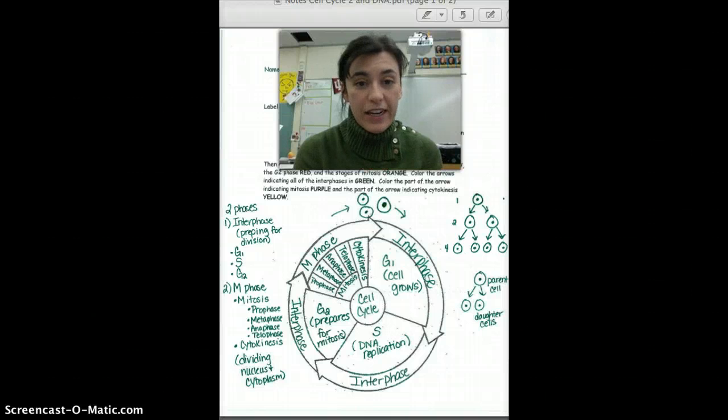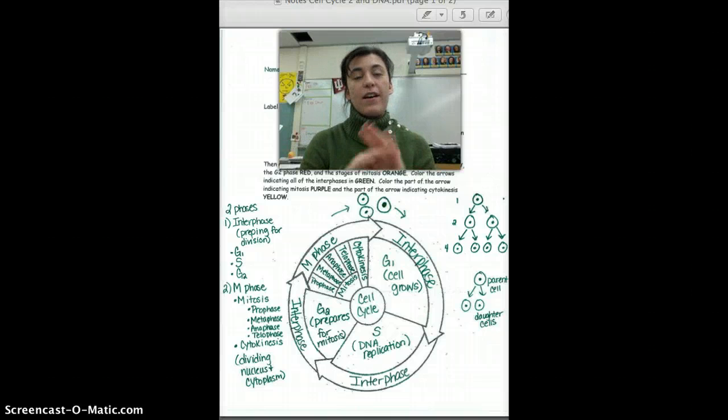What I'm showing here is the cell cycle diagram and the notes that we've taken in class. This should look very familiar to you. We've worked with it multiple times in class and outside of class. So let's first talk about the cell cycle in general.